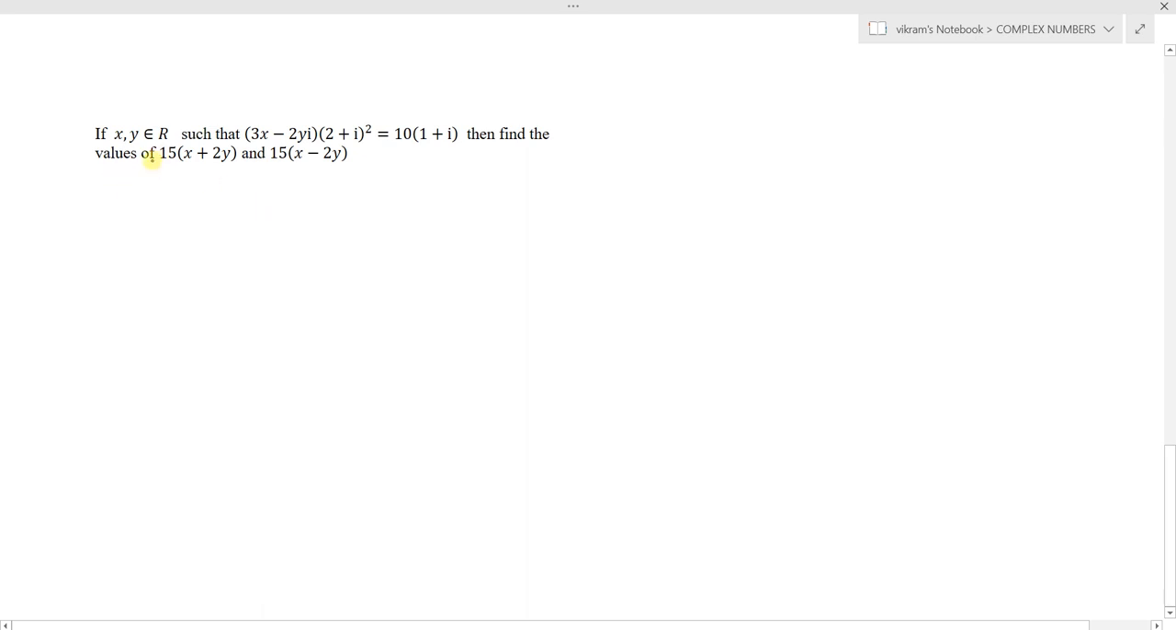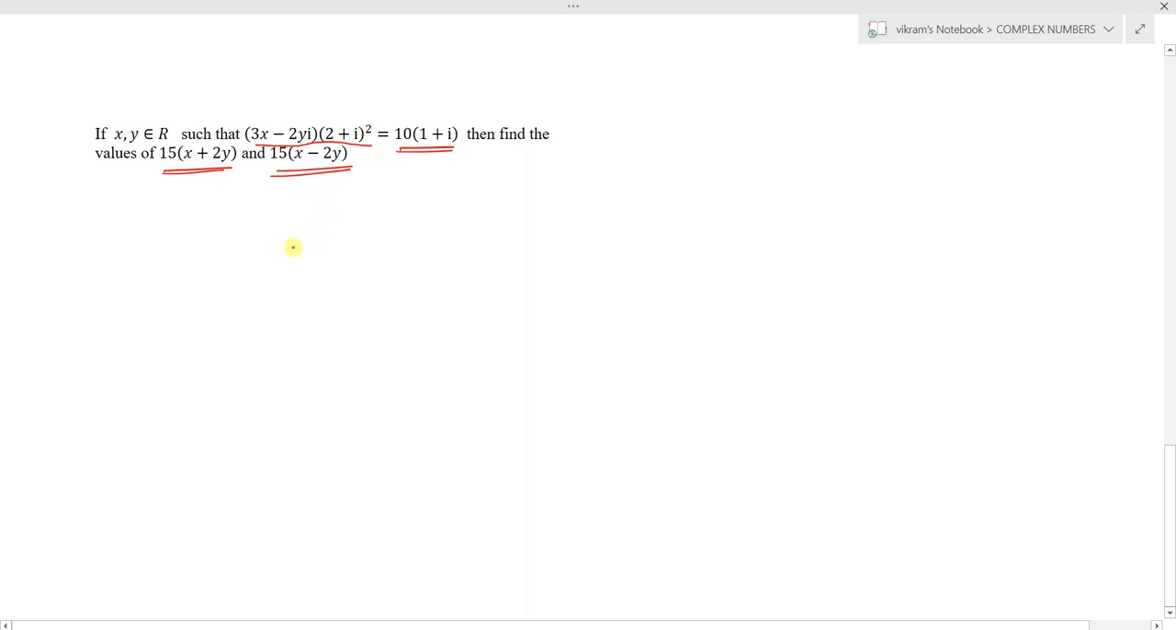Question is, if x, y belongs to R such that (3x minus 2yi) into (2 plus i) whole square equals 10 times (1 plus i), then find the values of 15 times (x plus 2y) and 15 times (x minus 2y).